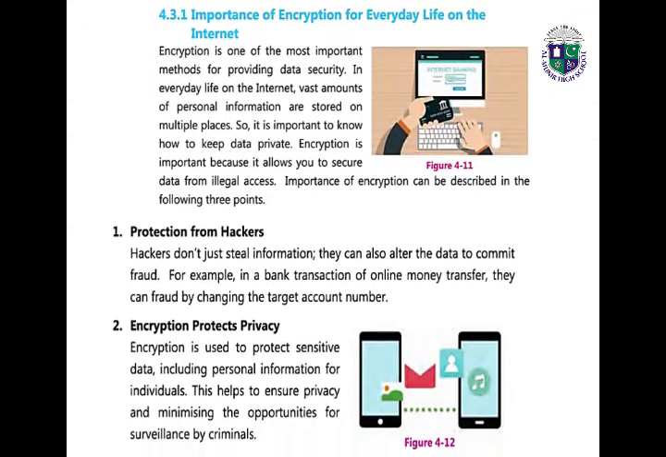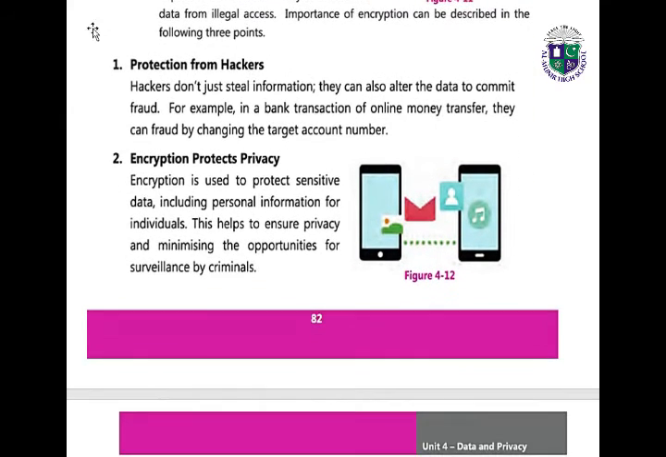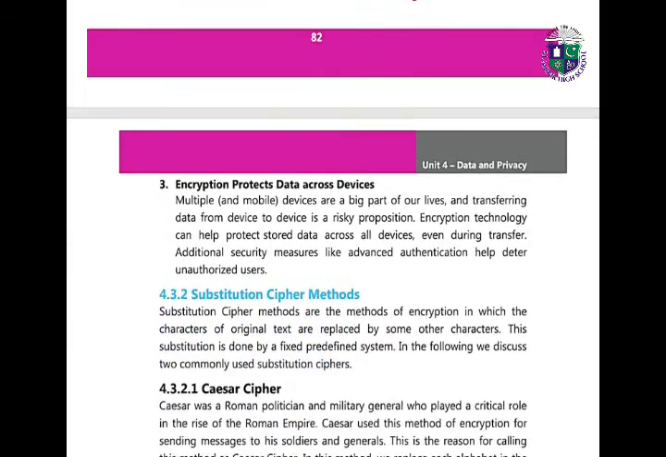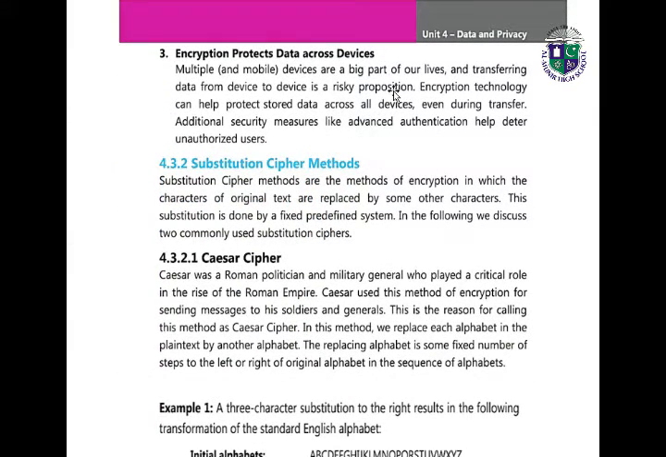Next, our topic is the importance of encryption for everyday life on the internet. Encryption is one of the most important methods for providing data security. In everyday life on the internet, vast amounts of personal information are stored in multiple places, so it is important to know how to keep data private. Encryption is important because it allows you to secure data from illegal access. It provides protection from hackers, protects the privacy of users, and protects data across devices.